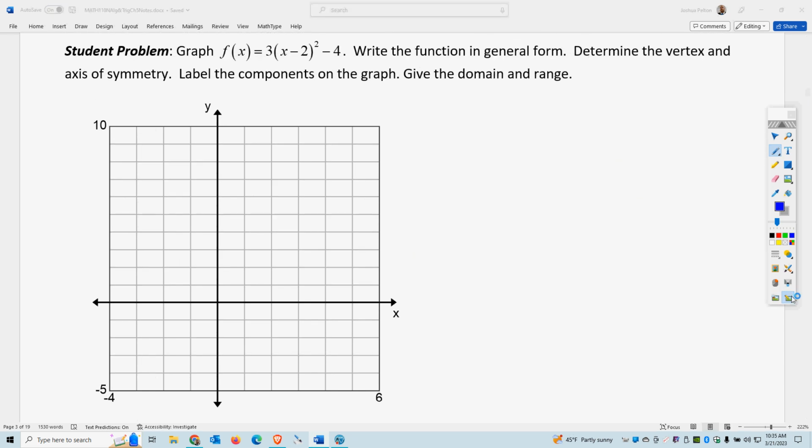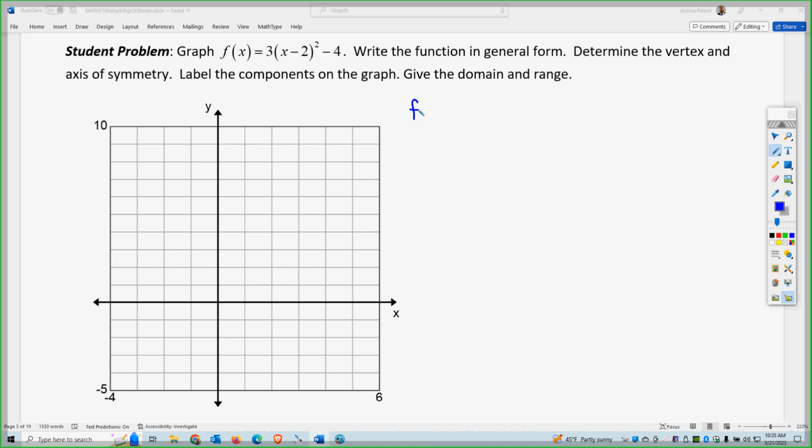Okay, let's first rewrite the function. So f of x equals 3 times (x minus 2) squared minus 4. Since it's in vertex form, we know the vertex, right? The vertex is 2 comma negative 4. So we'll go to the graph and we'll put on the 2 and 1, 2, 3, 4.